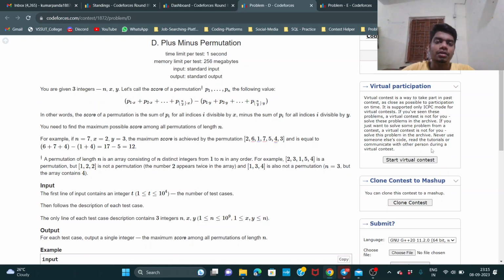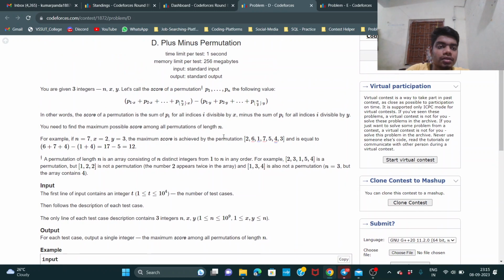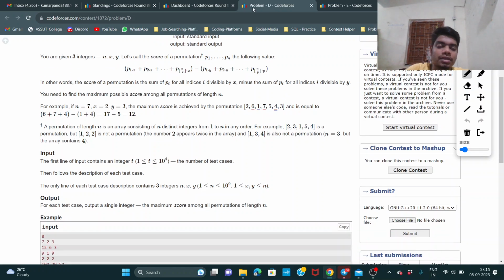Let's just start the fourth problem, that is plus minus permutation. In this question you are given three integers n, x, and y. N is the size of the permutation. What is the meaning of permutation? A permutation of size n means in the array all the elements from 1 to n are present exactly once.